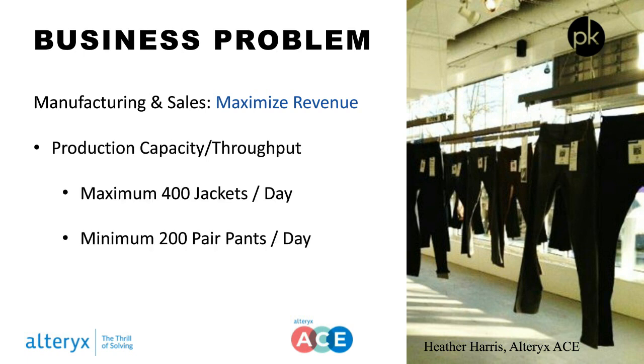And then we also have some factory requirements or some factory constraints, if you will. And we know that our factory can only make a maximum of 400 jackets a day. And because of the way our business is set up in our factory, we always want to make a minimum of 200 pair of pants a day. So this is just another thing that our company has told us about this problem to solve.